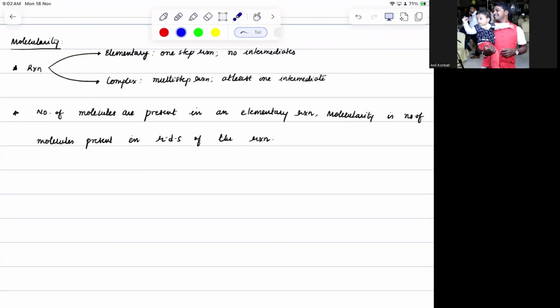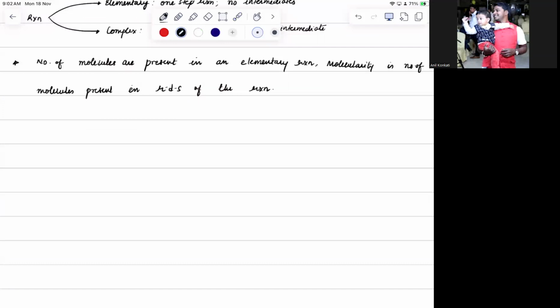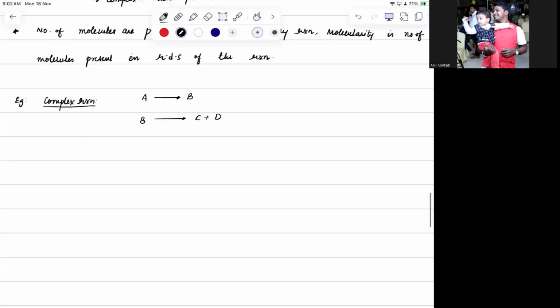But within the complex reactions, if different steps are given, let's say, I'll take an example here, a complex reaction. It is going from A to B, then B is going towards C and D. Okay. Then C plus A is again going to some F, which is a product. Let's say this is the product. And this is a fast step. Sorry, this is a fast step here. And this is a slow step.